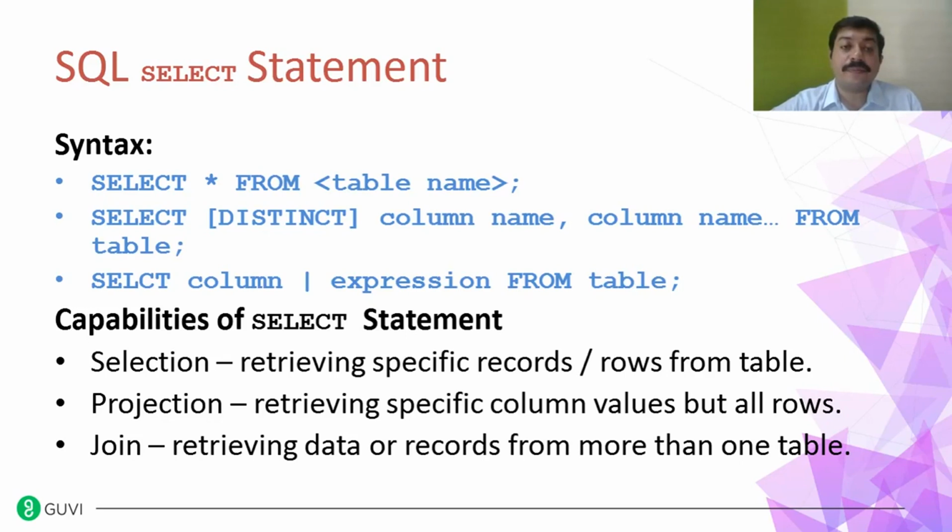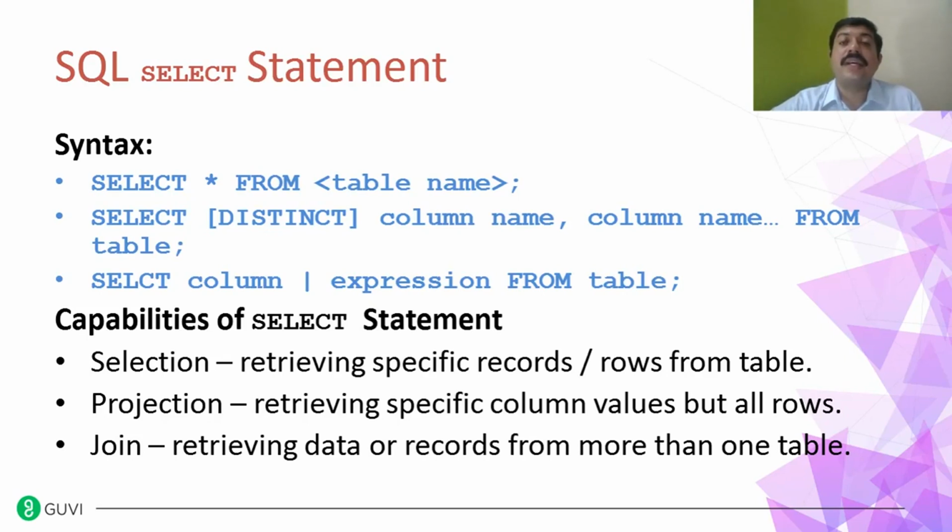Next is SELECT column or expression FROM table. There is a requirement sometimes to use expressions in the select clause, like SELECT employee_ID, employee_name, salary, salary * 12 FROM employee. Here salary * 12 is an expression. The salary in the form of yearly salary is not present in the table, but we are retrieving it by writing an expression. We are calculating it during runtime. So SELECT salary * 12 AS yearly_salary. This type of expression we can write.